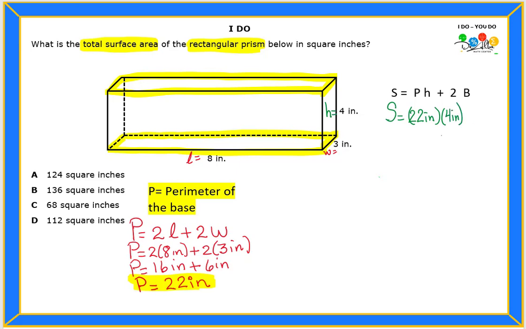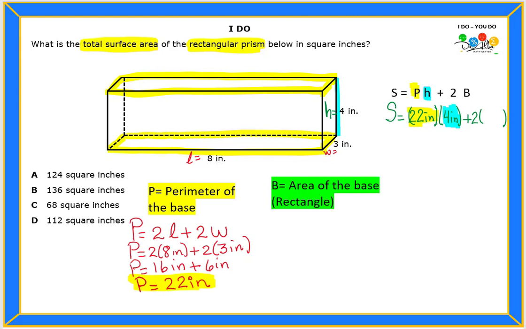Look at what I did here. My P is my 22 inches. The height is 4 inches, which is right here. This is the height of my shape. Let's continue with my formula. Now I'm going to write down plus 2 times, and I need to find capital B. Capital B means area of the base, and we have it right here. This is my area of the base.